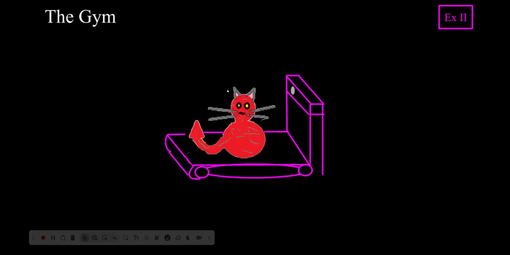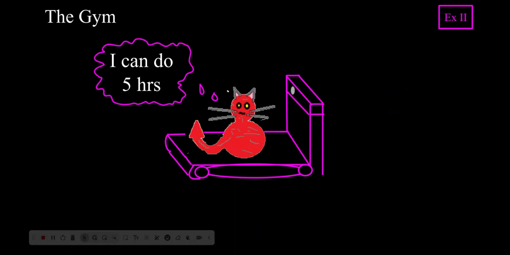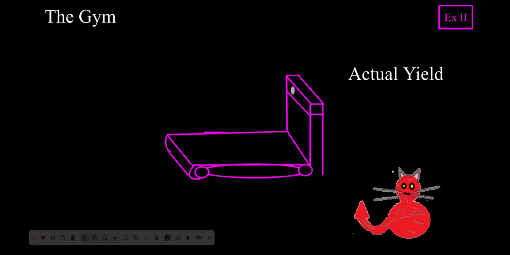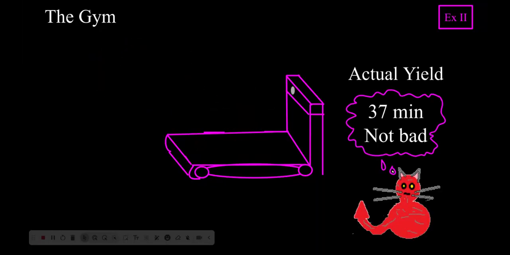Now let's say I go to the gym and I have a cat on a treadmill, and the cat says, "Hey, I can do 5 hours on this treadmill." This is your theoretical yield. This analogy is just meant to express what a theoretical yield is at heart. That number, 5 hours, is kind of gray, even for a cat. But regardless, the cat goes, and how does he do? He does 37 minutes. That's his actual yield. All right.